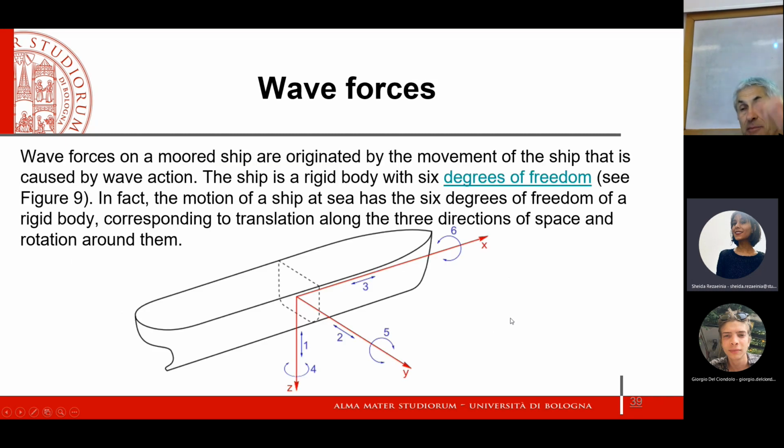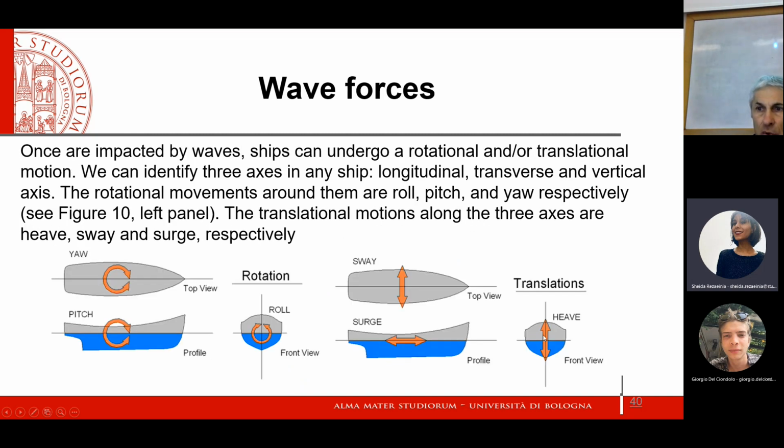Now, here it's time to talk about the possible movement of the ship once again. The ship is a rigid body with 6 degrees of freedom, which are represented here. They correspond to translation along the 3 directions and rotation around the 3 directions. Of course, depending on how the ships move, we compute the mooring forces.